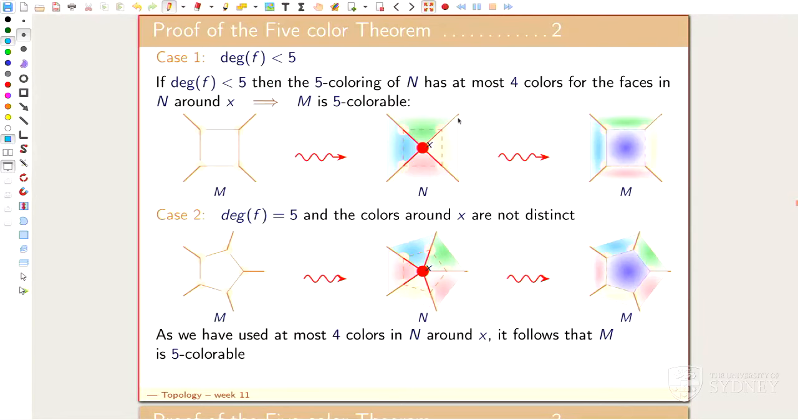Okay, so this was the easy case. Whenever there are only 4 colors around my face, I can always find the fifth free one and just plot it in. I hope that one was reasonably clear. So whenever there are only 4 colors around, plot in the fifth one, and we're good.